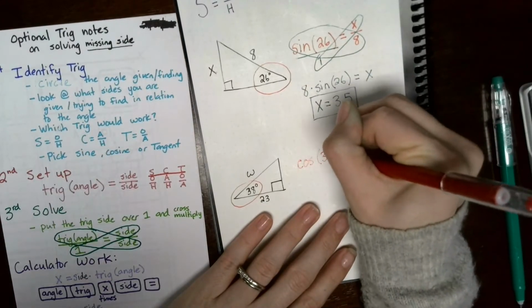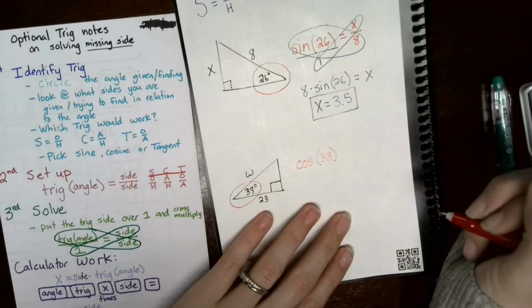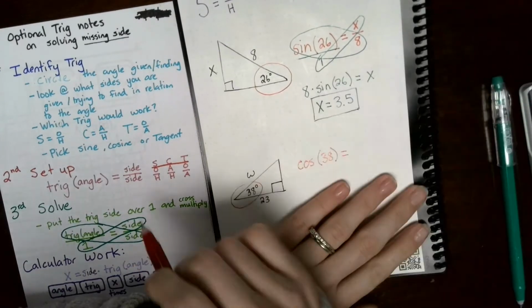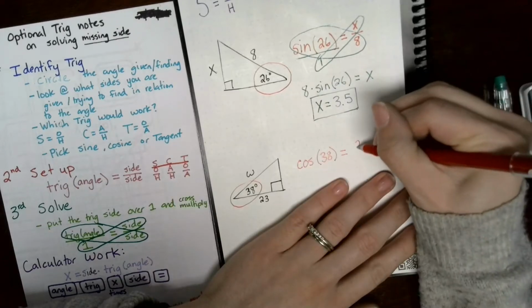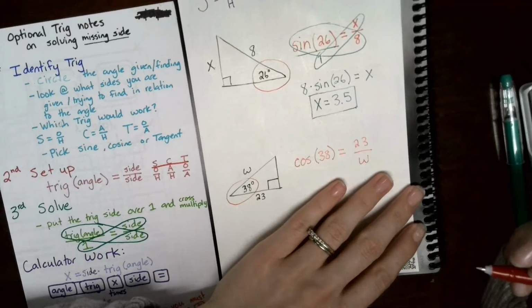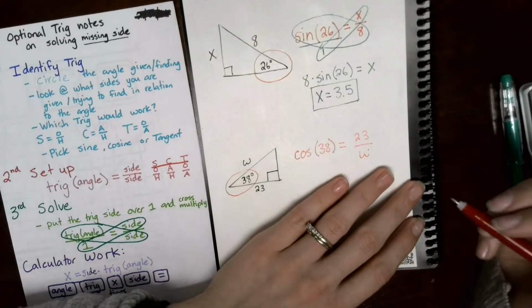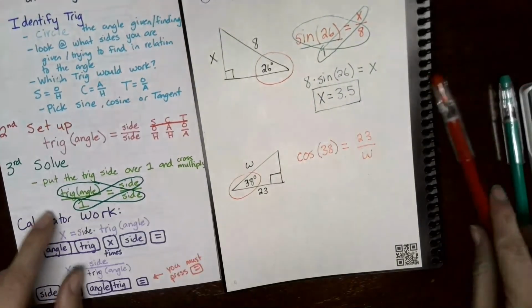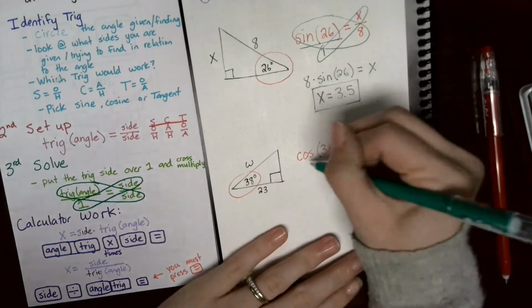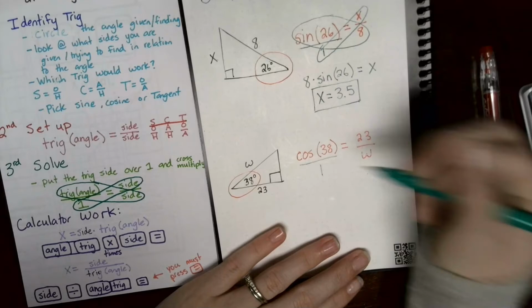So I'm going to write that down, cosine, and it says to write it up: trig, parentheses, angle. 38 is my angle, in parentheses, equals adjacent, which is 23, over hypotenuse, which is W, okay? And now I do the solve step. I put trig over 1, and I cross multiply.